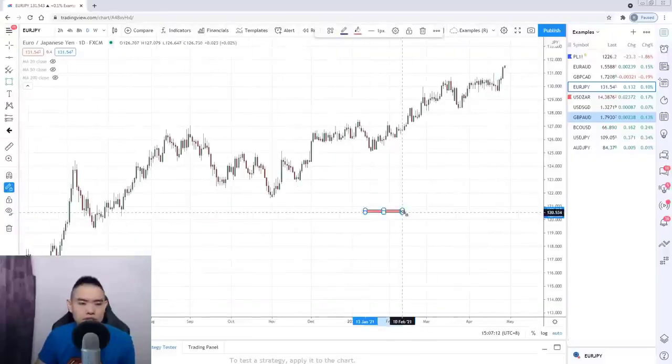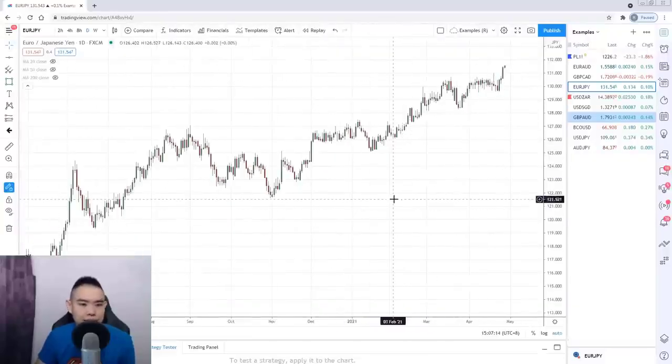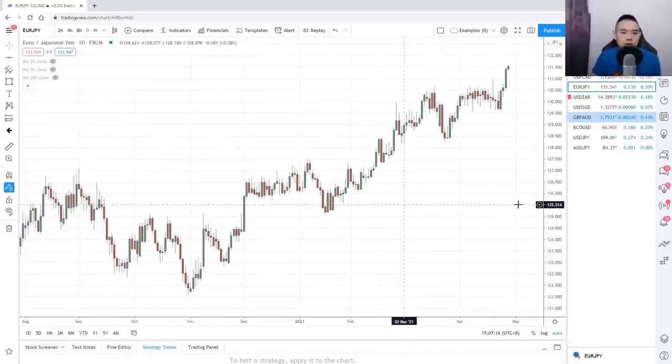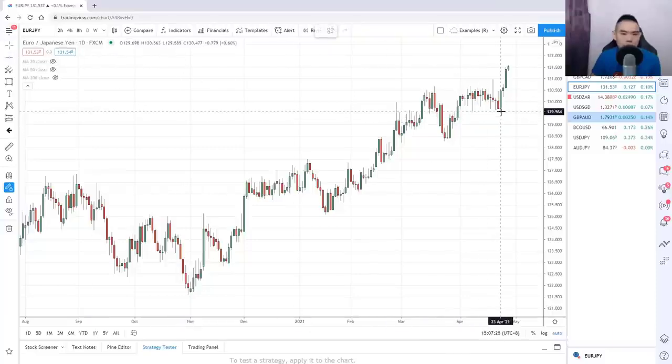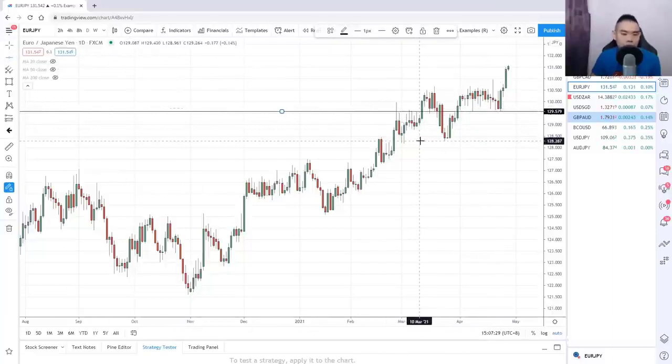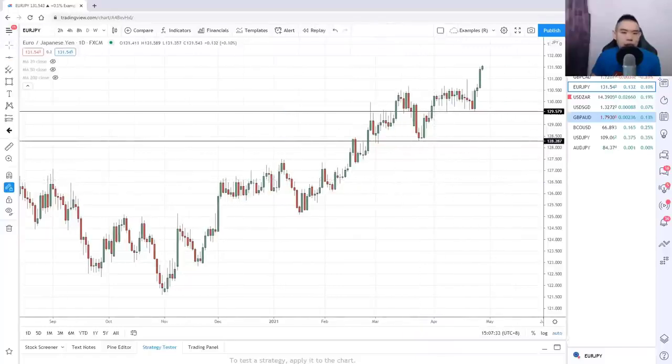This is Euro against the Japanese yen. This is the daily time frame. Just reset. You can see over here, where should we draw our area of support? The way I will do this is here. I would take this level here and draw one here. This is the most recent swing low. And another one over here. And that's it. These will be the two areas of support I will pay attention to.